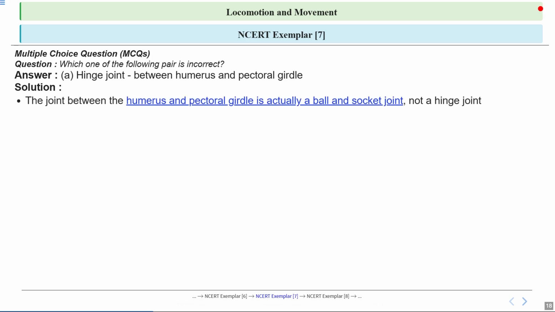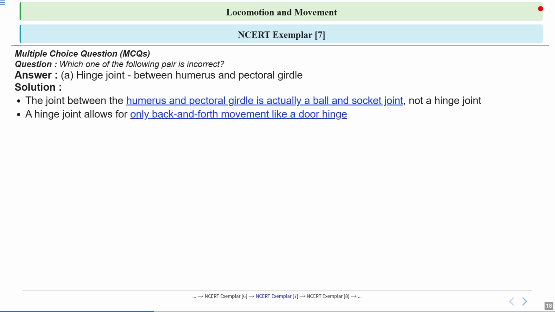So the joint between the humerus, which is upper arm bone, and the pectoral girdle, which is shoulder blades and collarbone, is a ball and socket joint. It is not a hinge joint. In this type of joint, the rounded head of the humerus fits into the cup-shaped socket of the scapula, allowing a wide range of movements like lifting and rotating arm. This is different from a hinge joint, which only allows movement in one plane, like the elbow.